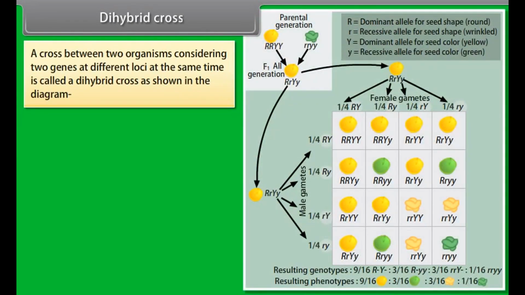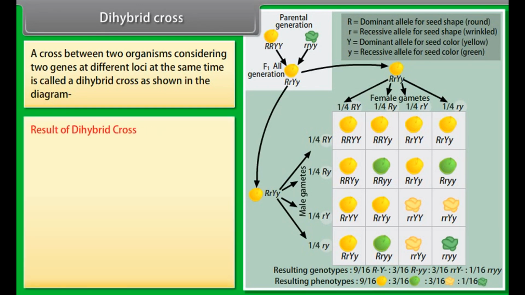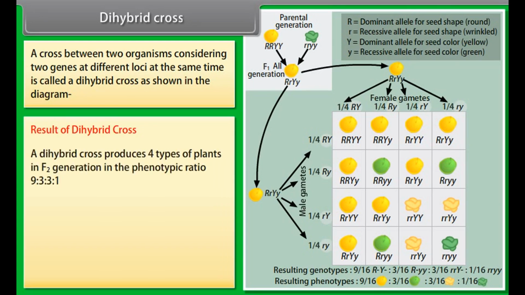Dihybrid cross. A cross between two organisms considering two genes at different loci at the same time is called a dihybrid cross, as shown in the diagram. Result of dihybrid cross. A dihybrid cross produces four types of plants in the F2 generation in the phenotypic ratio 9:3:3:1. Two new combinations are produced, round green and wrinkled yellow.